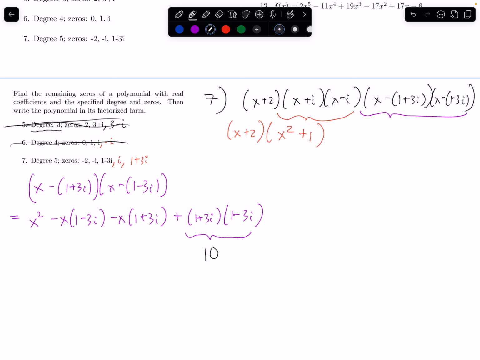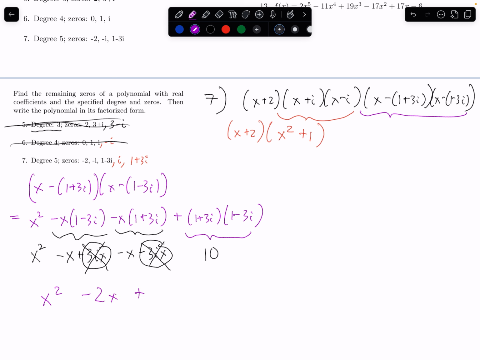Okay, this guy, x squared, carries over. And then this term becomes negative x plus 3ix. I know I changed it from how I did last time. Last time I had the x before, but same thing. This is negative x minus 3ix. And again, this is always going to happen. These guys cancel each other out, leaving me with x squared minus 2x plus 10.